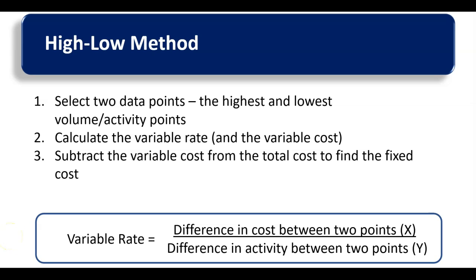Then you're going to calculate the variable rate, then calculate the variable cost, and then the third step is that you're going to subtract that variable cost from the total cost to find the fixed component. So if we look at this, this is our formula for our variable rate. We're going to find our two points. Then we're going to look at the difference in cost between those two points. Then we're going to divide that by the difference in activity between those two points. So let's look at an example to explain this a little bit better.